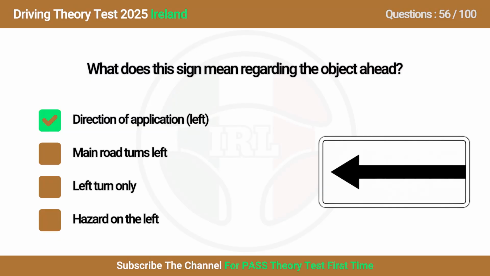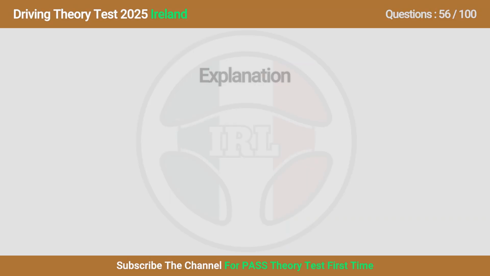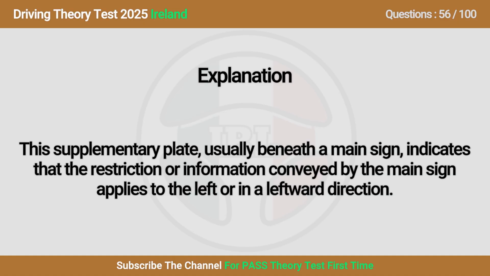Answer is A. Direction of application left. This supplementary plate, usually beneath a main sign, indicates that the restriction or information conveyed by the main sign applies to the left or in a leftward direction.